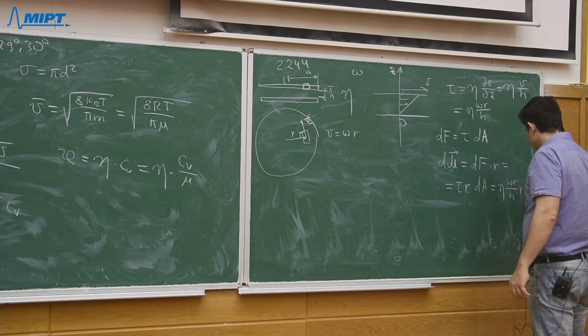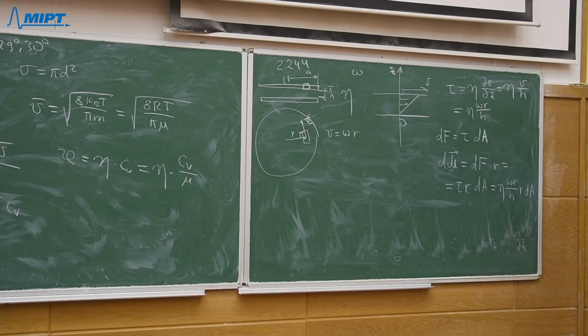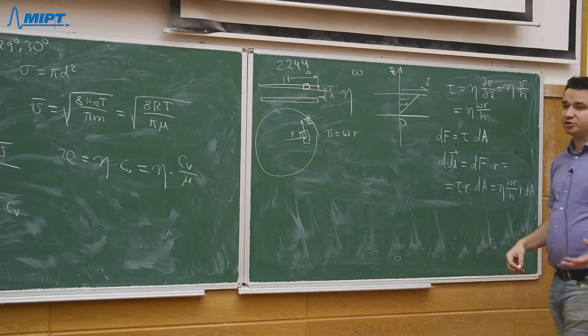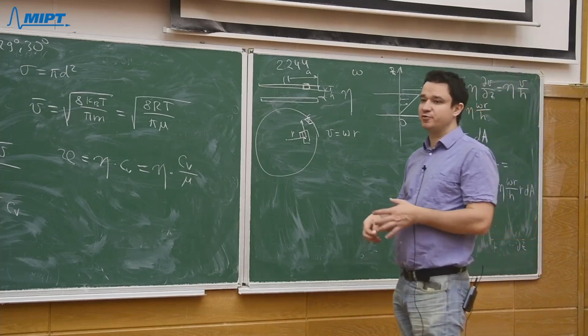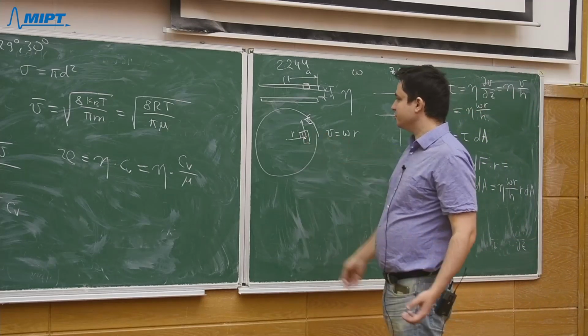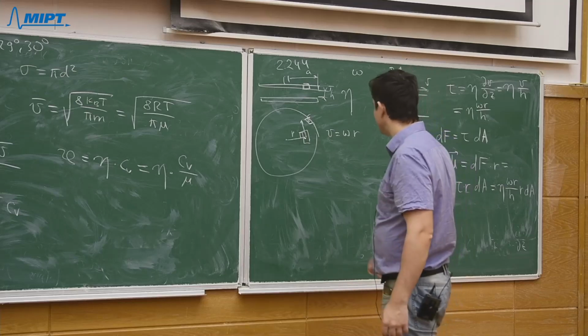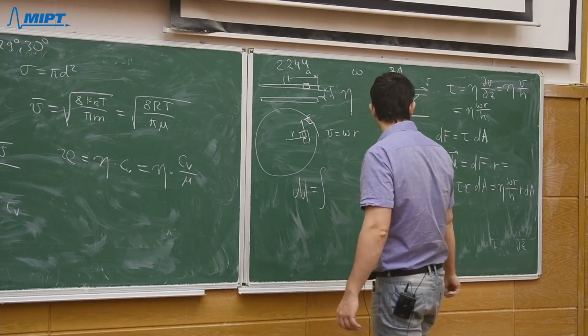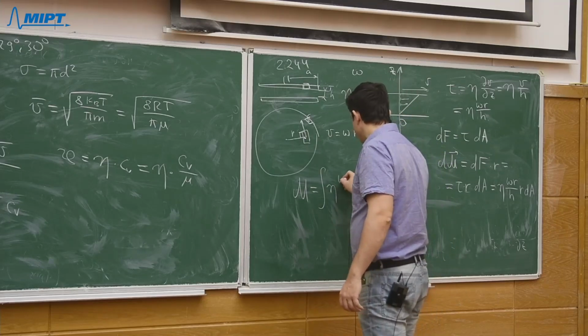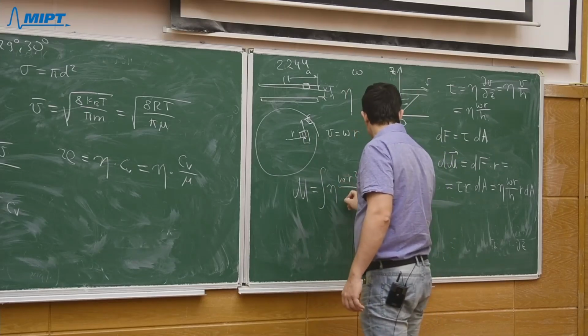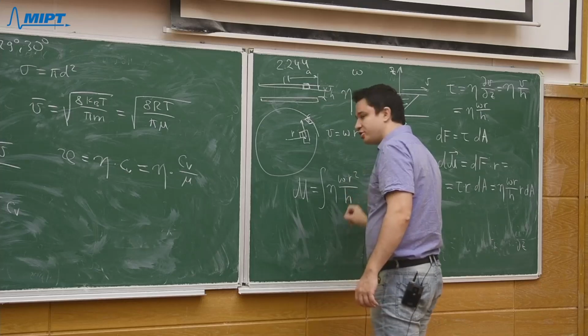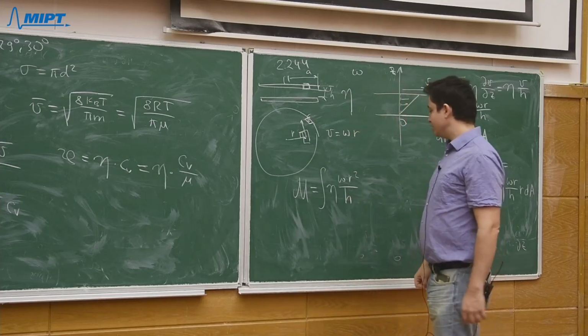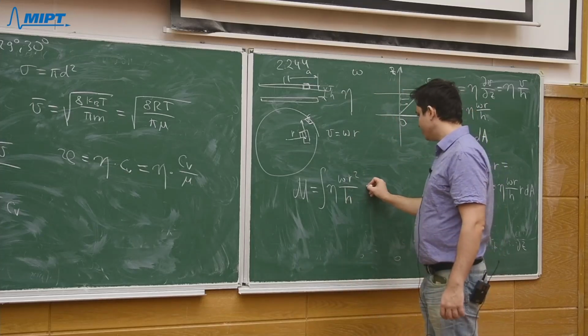And as you see, now r is squared here. And now we need to sum up all of the contributions from all of these areas on the disk in order to calculate the total moment of force. So I need to integrate eta omega r squared over h multiplied by dA.